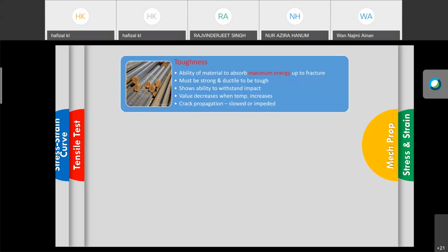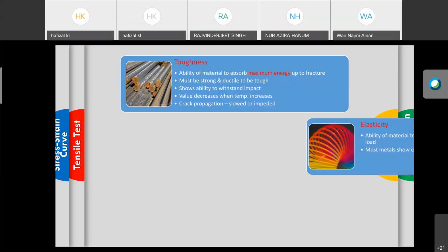If we discuss the atomic arrangement, the metal will start to reach its melting point, and the toughness property decreases. And then there is crack propagation, slow or impeded. So for toughness, we can analyze its behavior according to its exposure to temperature and also the cracking produced during the impact.